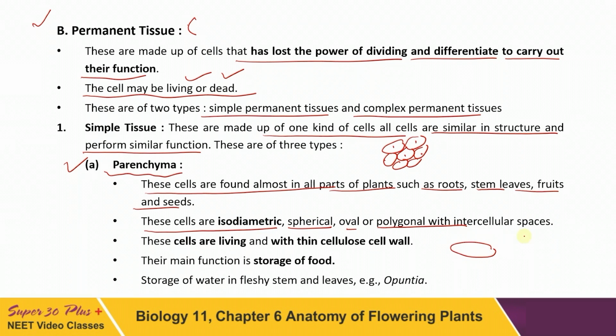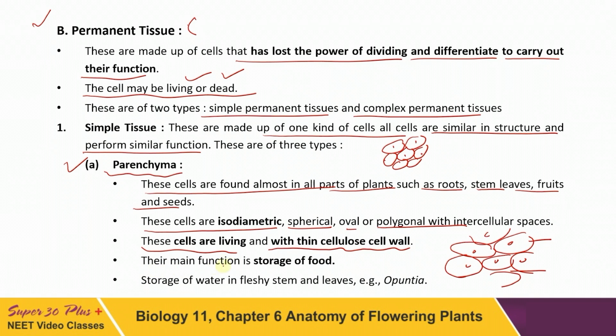I can draw it like this. These are the cells. This is parenchymatous tissue. These parenchymatous cells are living. They have a thin cell wall, and intercellular space is present. These are living with a thin cellulosic cell wall. You know, when the cell is living, the cell wall is thin and made up of cellulose only.